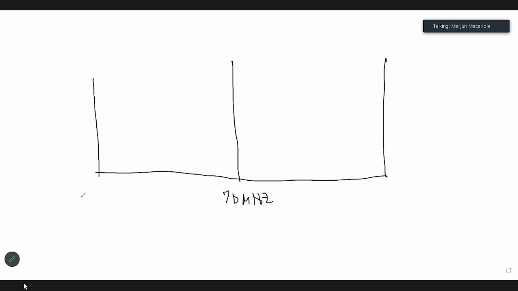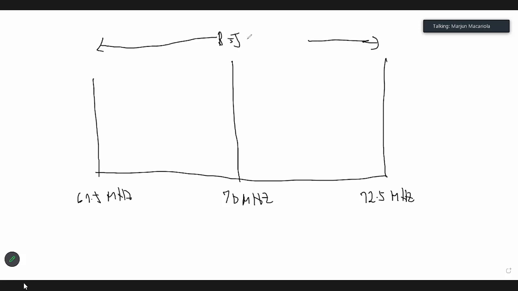The carrier at 70 megahertz, and the lower side frequency, which is equal to 67.5 megahertz, and this one will be equal to 72.5 megahertz. And don't forget to draw the bandwidth. Bandwidth is equal to 5 megahertz. So this is your output spectrum.